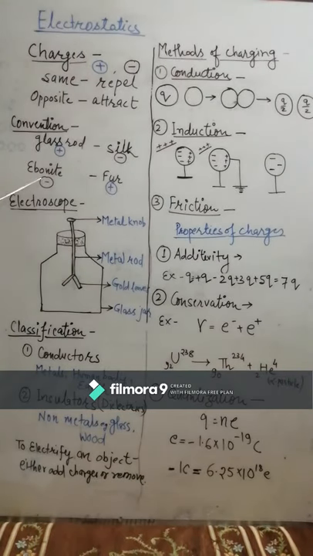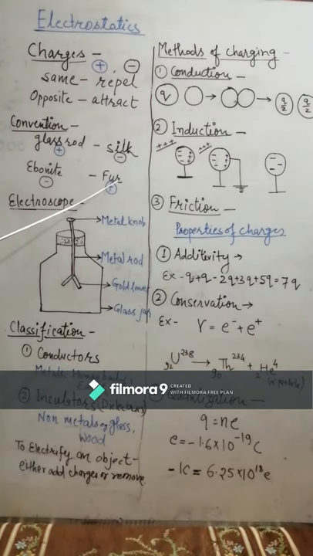In the same way, if ebonite or plastic is rubbed with fur or woolen cloth, ebonite will get negative charge and fur or woolen cloth will attain positive charge. And so many combinations are there, you can go through a list given in some books.